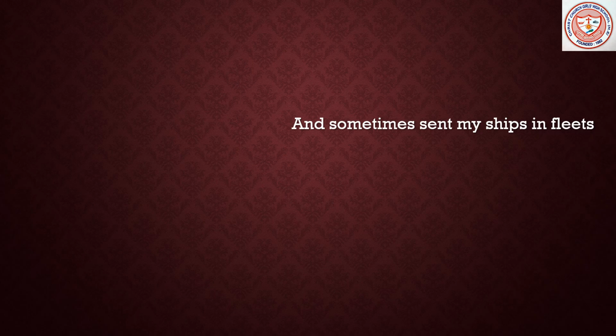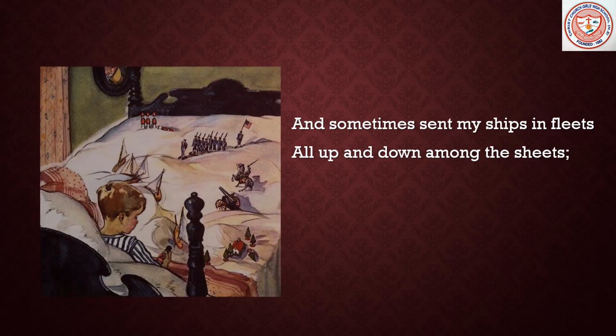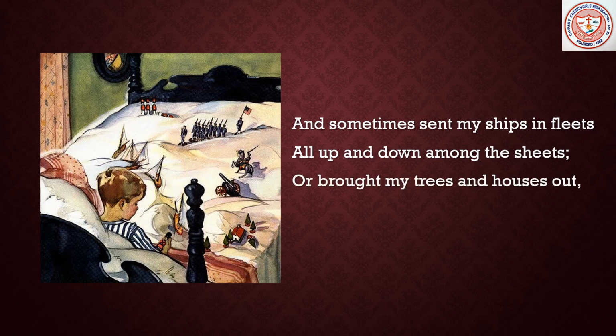And sometimes sent my ships in fleets all up and down among the sheets, or brought my trees and houses out and planted cities all about. In this third stanza, we can see that there were some toy ships on the bed of the boy. They were moving in fleets.